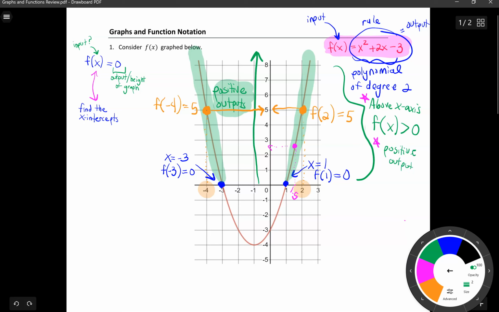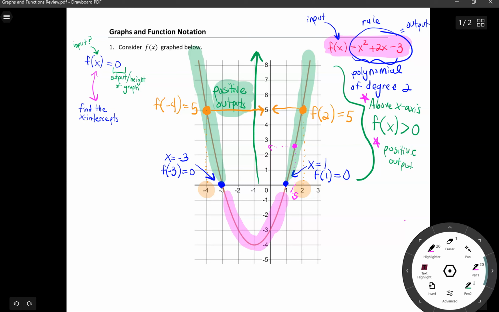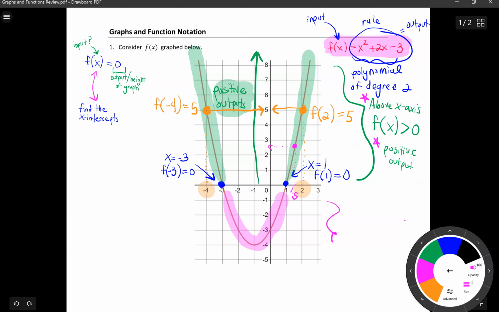And likewise, if we're below the x-axis, if we're down here in this region, we would write that like this. We would say in this region, where we're below the x-axis, our function notation would look like this. We'd say f of x, that's the output we get if we put x into the function and follow the rule, is going to be strictly less than 0. And those are going to be your negative outputs.